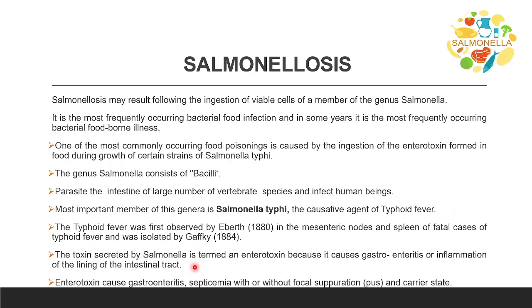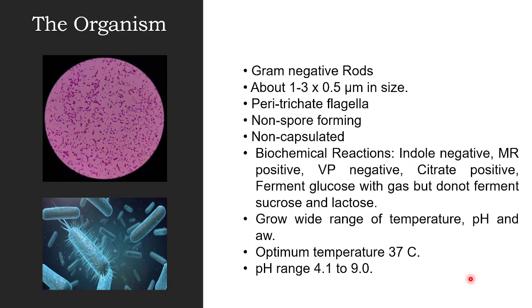The toxin secreted by Salmonella is termed enterotoxin because it causes gastroenteritis, or the inflammation of the lining of the intestinal tract. This enterotoxin causes gastroenteritis, sometimes septicemia, that is with or without focal suppression, and the carrier stage.